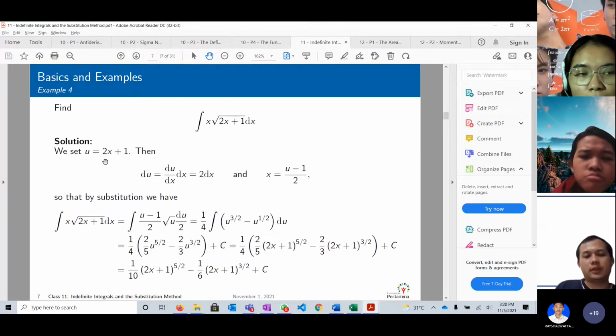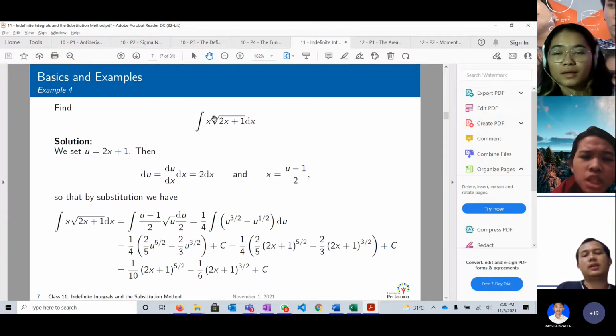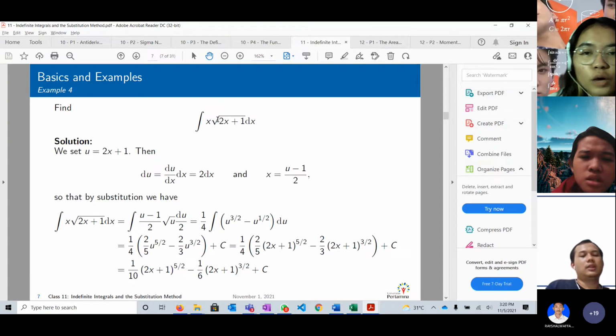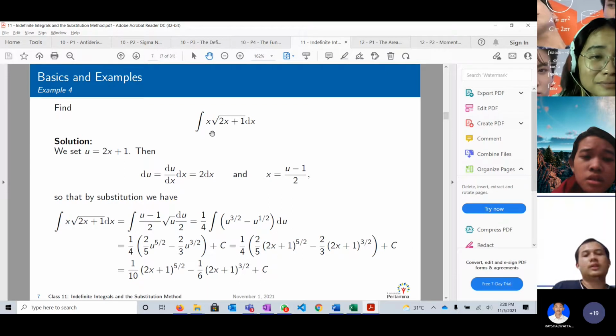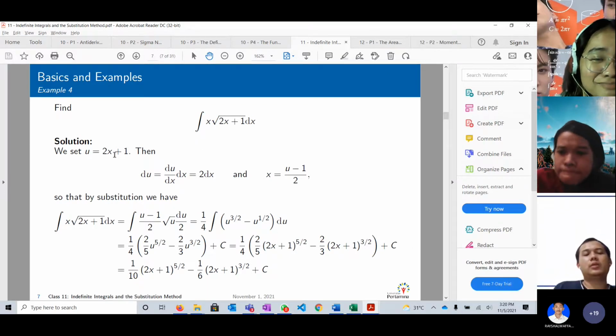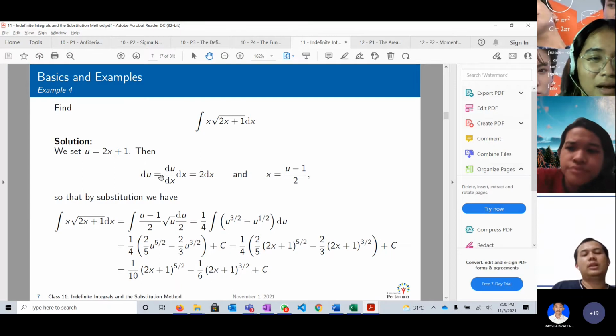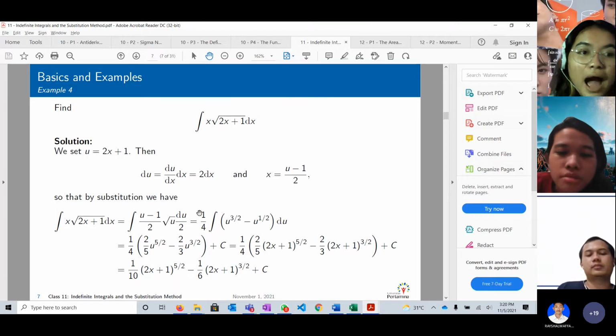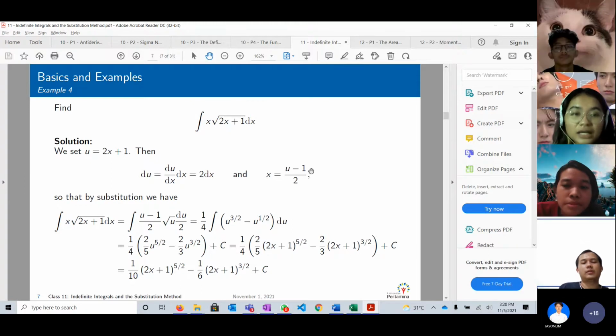As for this one, it is a little bit different, since on the outside of the square root we don't have this 2dx, so we can change the terms. For this case, we let u be equal to 2x plus 1, then du is 2dx, which in this case means dx is du over 2. Dx is du over 2, and x is actually u minus 1 over 2. From this substitution, we can get x equal to u minus 1 over 2.